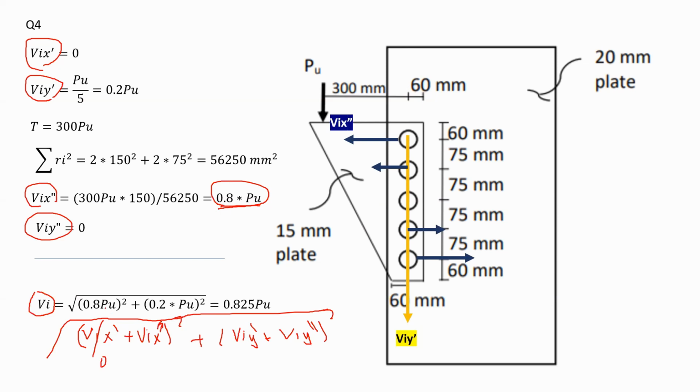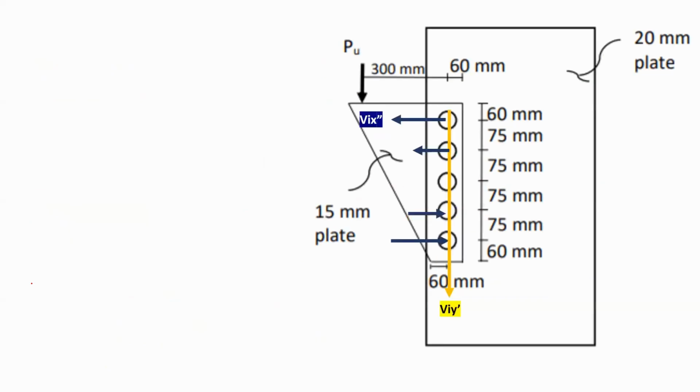So I substitute it in my equation, and all squared plus V_iy' is equal to 0.2 P_u. I substitute it in here, and I don't have the other one, that's 0. I have my equation ready. And therefore, the maximum shear force that is applied on one bolt is equal to 0.825 P_u. Now I found it in terms of P_u. Now, in order to find the maximum load that I can apply, I will go now and find the capacity of each bolt. Since I found the shear force on each bolt, I have to find the capacity of each bolt.